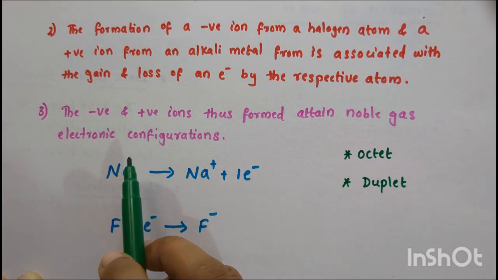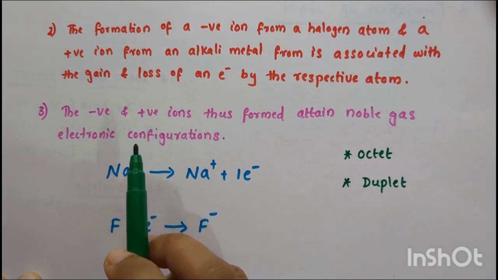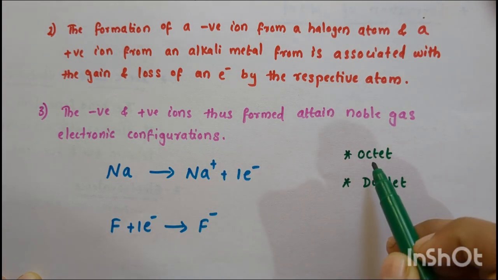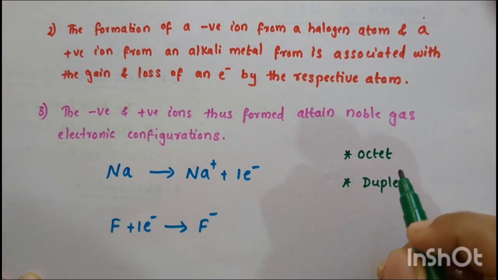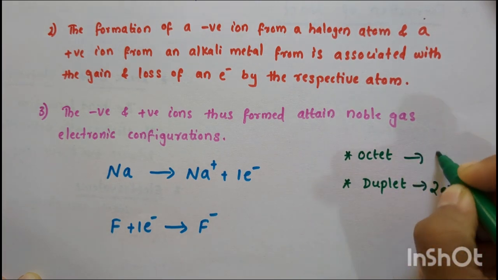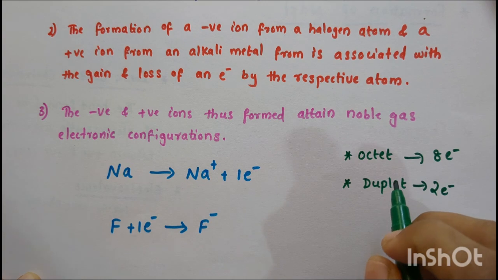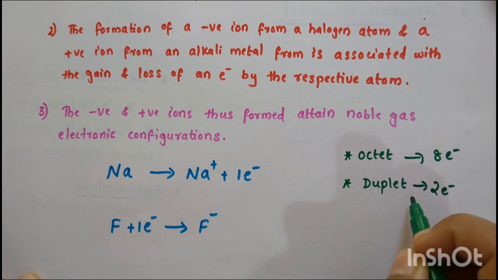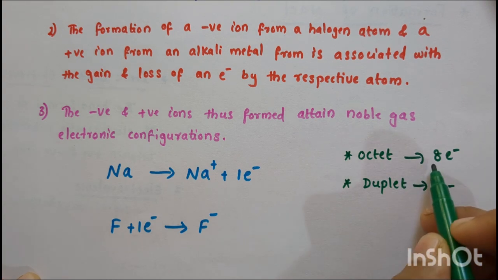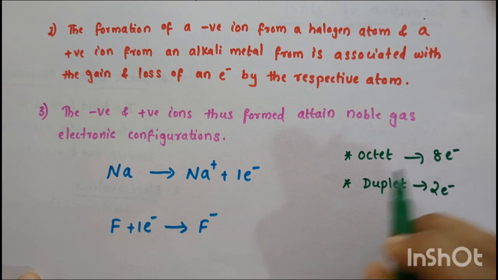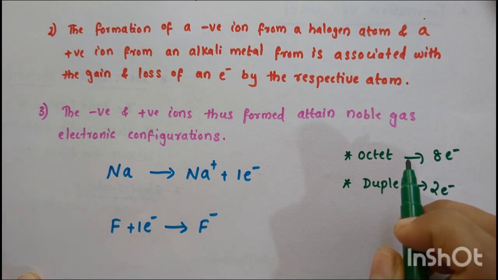The noble gases have a particularly stable outer shell electronic configuration of 8 electrons, that is called as octet, with the exception of helium which has a duplet of electrons. Duplet means 2 electrons. Octet means 8 electrons. So, helium, which is considered as a noble gas, has only 2 electrons, that is duplet of electrons in its outer shell. But all other noble gases have octet of electrons. Okay, 8 electrons in the outer shell. So, the negative and positive ions formed attain a stable noble gas electronic configuration.